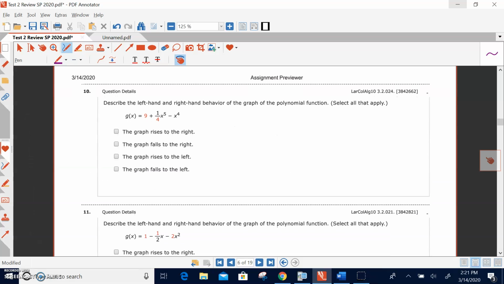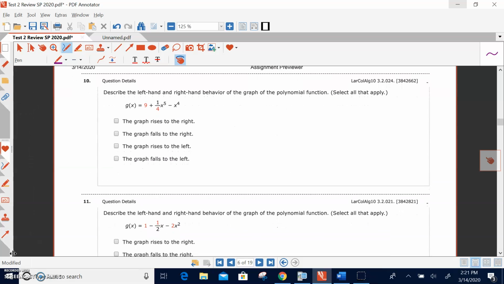Let's go to problem number 10, where we're working with the leading coefficient test to describe the left hand and right hand behavior of the graph of that polynomial. Remember, it has to always be in descending powers, and they don't have this one in descending powers, so I'm going to write that as 1/4 x to the 5th minus x to the 4th plus 9.